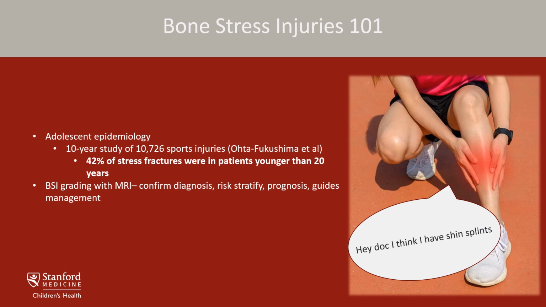When thinking about bone stress injury rule out, starting with an x-ray is helpful as a screening tool, but an MRI allows you to confirm or rule out your diagnosis more definitively and then grade a bone stress injury if it's present. You can also use that grade to stratify them for risk. So if they're high grade, then you're thinking about treating them more conservatively. And that also helps to give you a sense of prognostication so that you can guide them for how long it's going to take for them to return to sport.